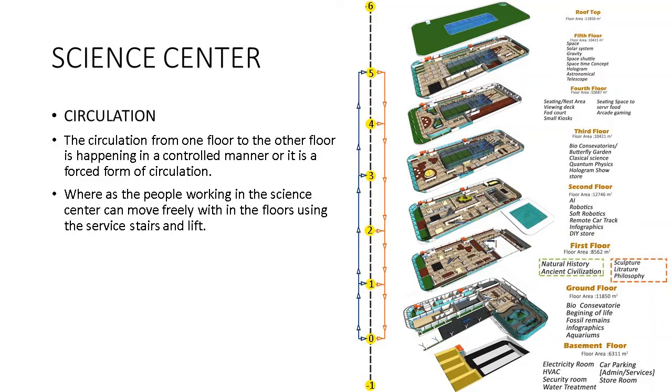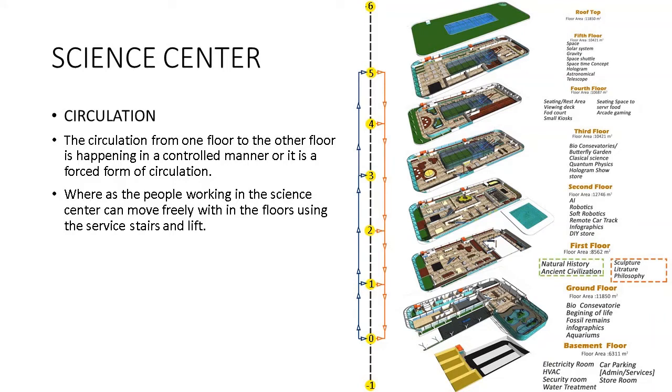Science center. Here we have a flow chart depicting the circulation of the visitors entering the science center from one floor to the other. At the right side there are isometric images of each floor given with the activities that are happening on that floor. The dotted line starts from -1, which indicates the basement floor, and 0, which indicates the ground floor. The blue line with blue arrow indicates the movement that's happening in the upward direction.